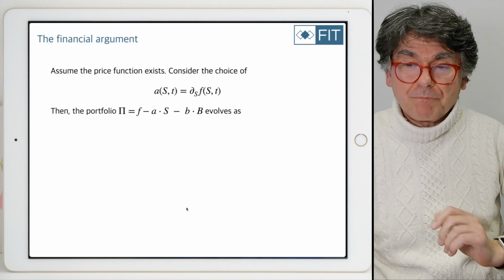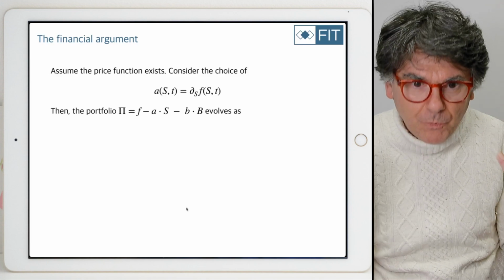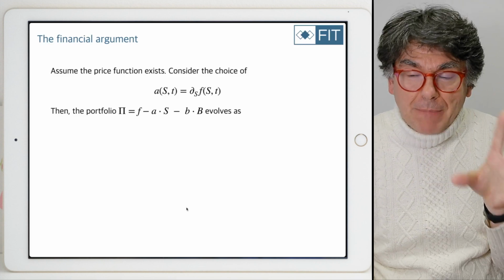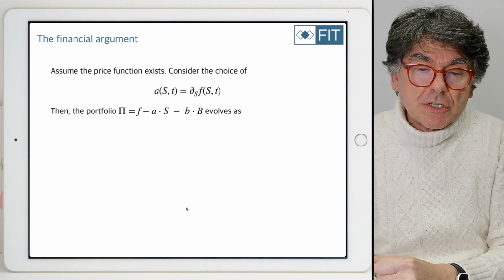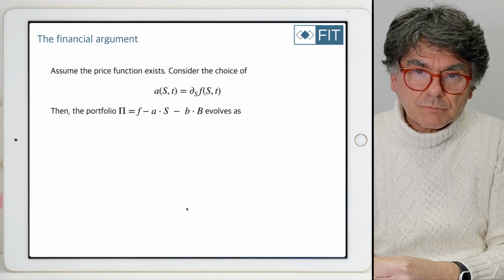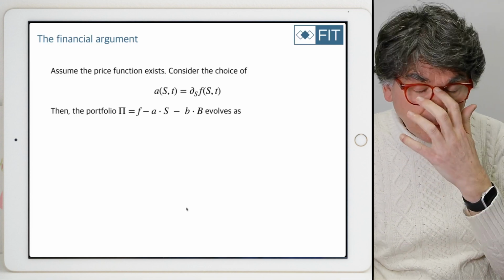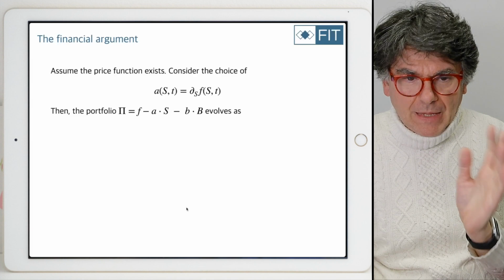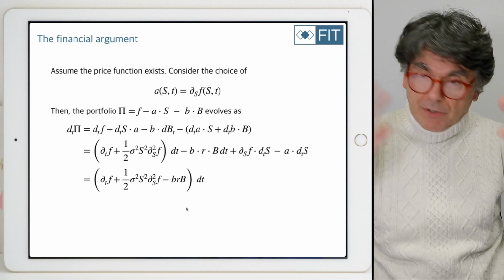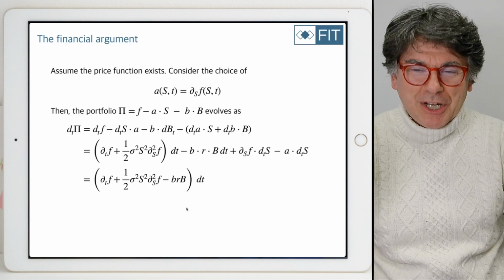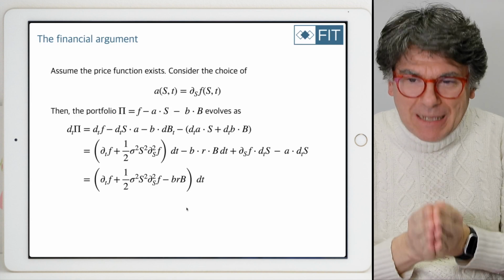So with that, now I imagine a portfolio which is the option price minus this replicating portfolio that arises from the number of stocks I have at time t, and some bond units, which I don't know, and as you're about to find out, I don't need to know. That's the portfolio I have. What's the evolution of this portfolio? Well, it's here. That is a long equation, so don't get alarmed.